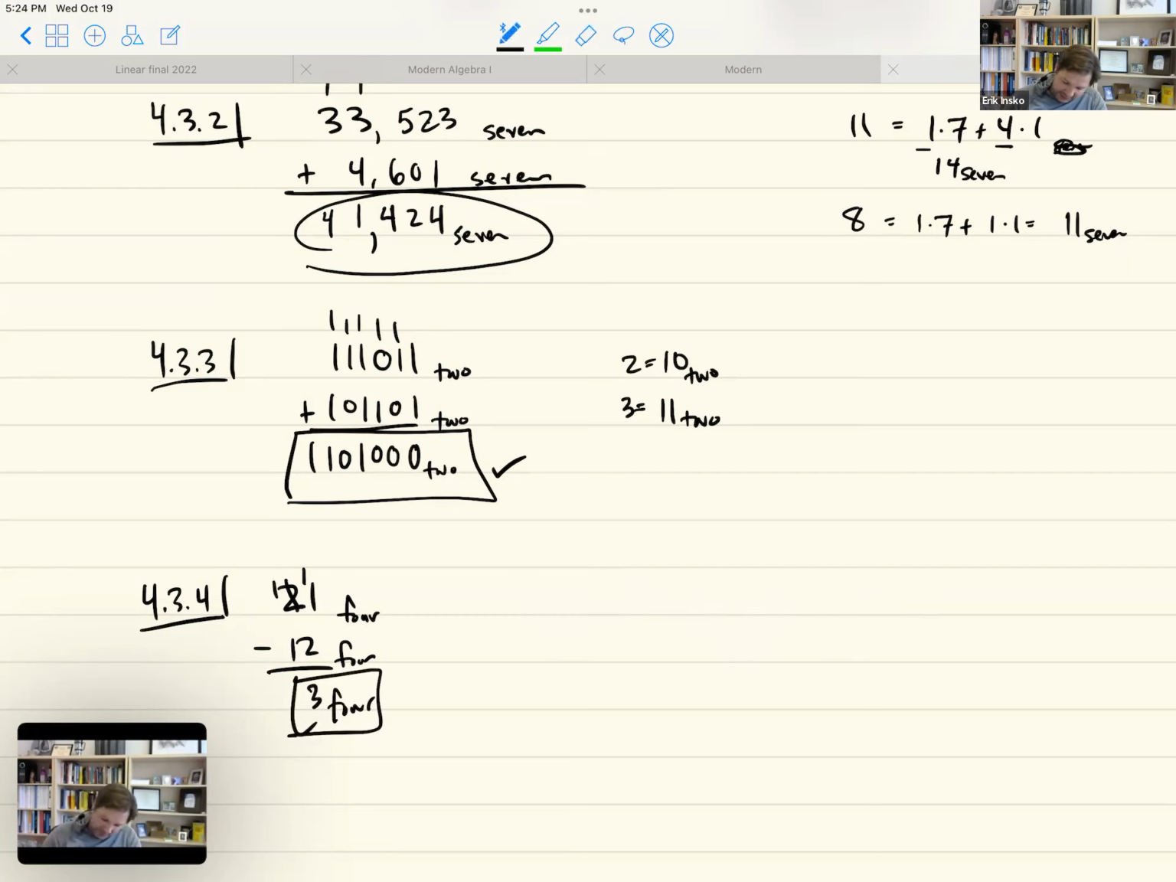Now, just as a sanity check, I can convert these to base 10 just to make sense of this. So 21 base 4 would be 2 times 4 plus 1, which is 9. And then 12 base 4 is 1 times 4 plus 2, which is 6. 9 minus 6 is 3. And 3 is the same whether it's base 10 or base 4.